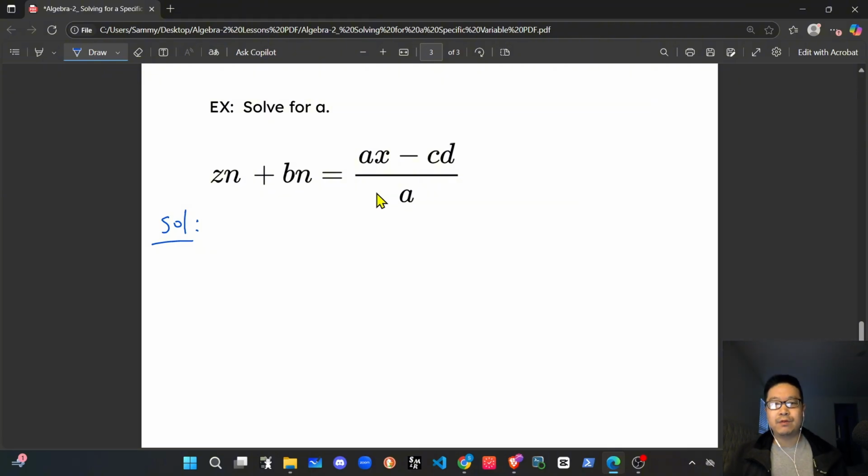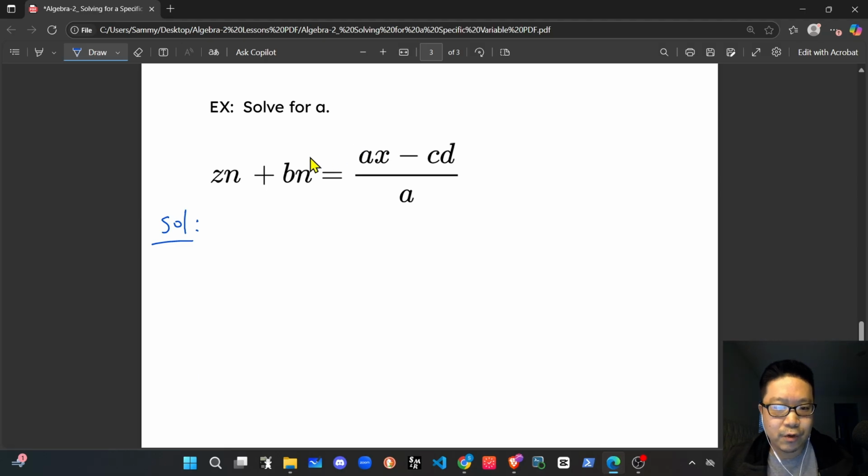The way you want to prepare yourself to solve this problem is to realize that what you want is all the terms that involve A on one side and everything else on the other side. The idea is that if you have all your terms on one side, you can use the distributive property to pull A out so that you can finally isolate it by dividing both sides by whatever is being multiplied by A. So here I'll show you what I mean.